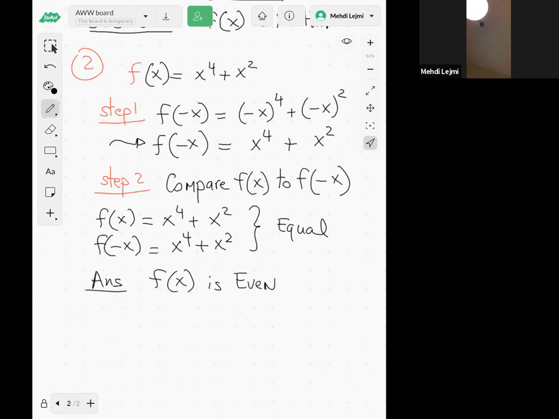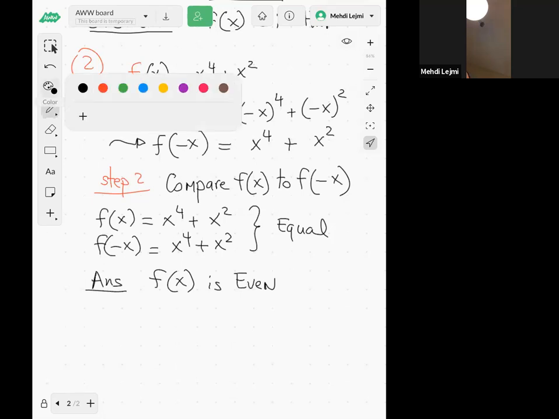Okay. If the function is even, it cannot be odd or neither. I mean, if the function is even, then you are done. You don't have to check if the function is odd or not. Okay, so it's even. It cannot be odd, or neither.